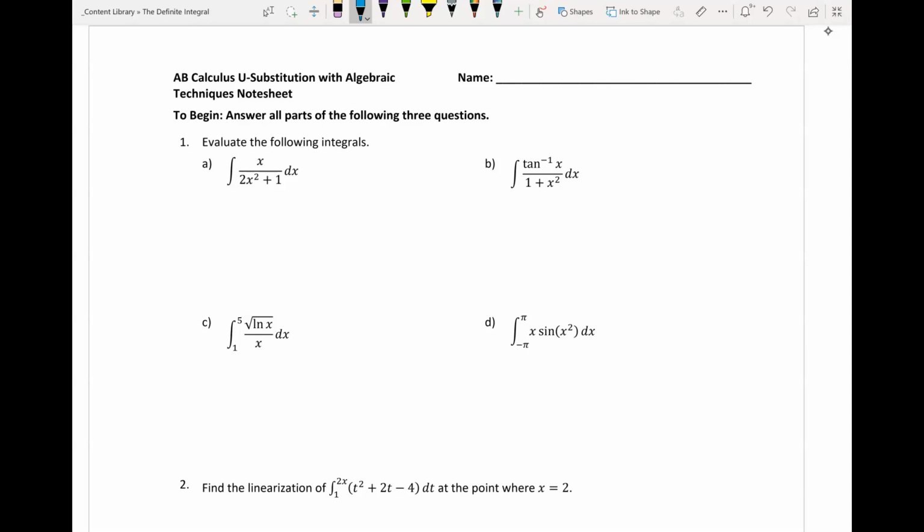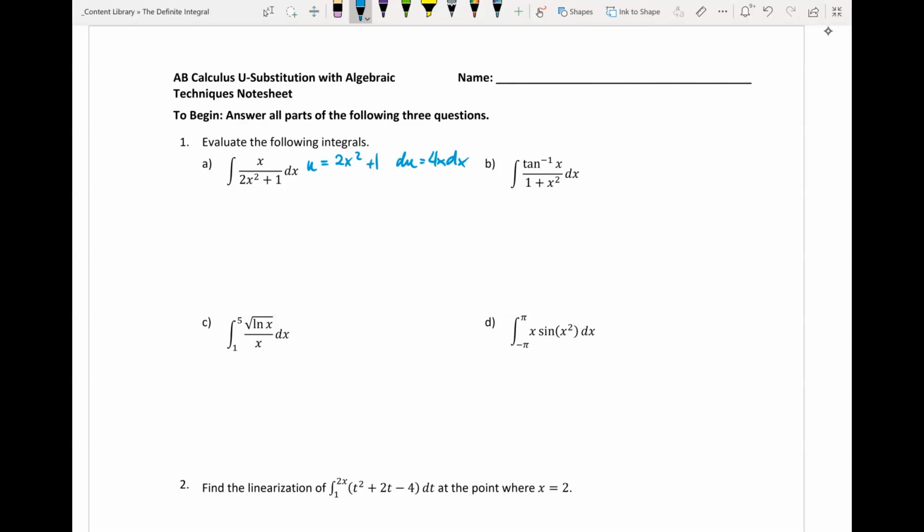Okay, for 1a, if we take the derivative of the whole denominator, we're going to get back 4x, which is almost like what we see in our numerator. It's just off by that coefficient of 4, but we can always move around those constant numbers. So we're going to let u be 2x squared plus 1. Du then is 4x dx.